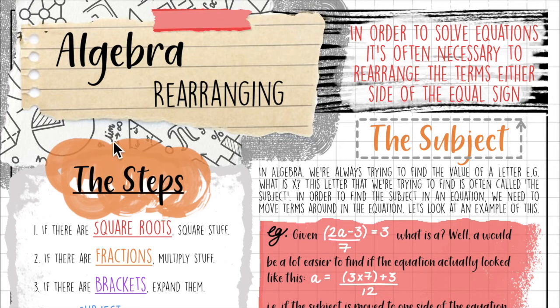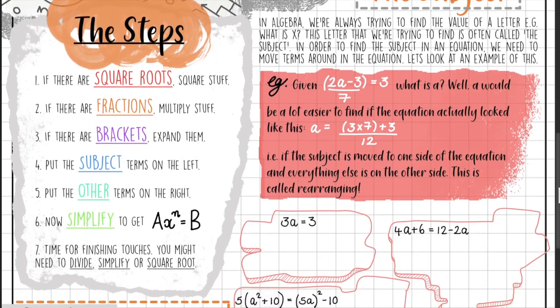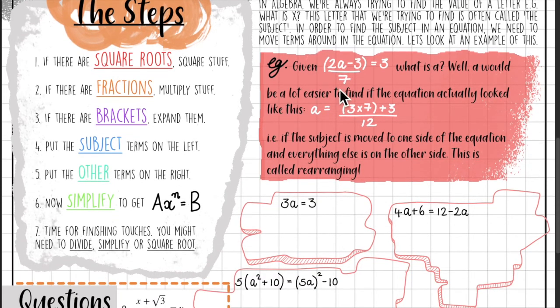Right then, this is the worksheet for Algebra section 6, Rearranging. As I said in the introduction, often in maths, there's a letter in an equation and we need to find out what it is. This is called solving an equation. For example, we might be given the following equation: (2a minus 3) divided by 7 equals 3. And we're told to solve it, i.e. find a.